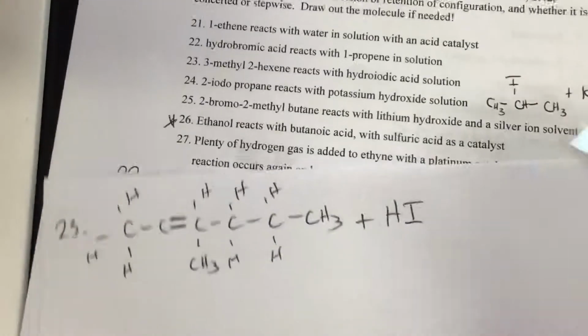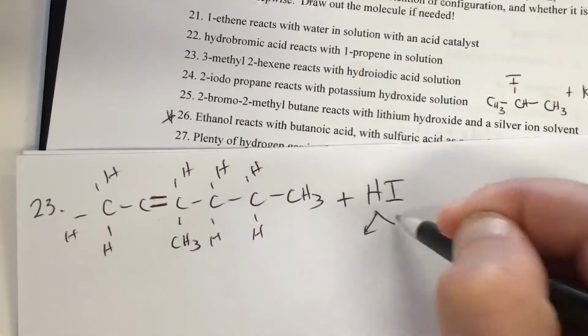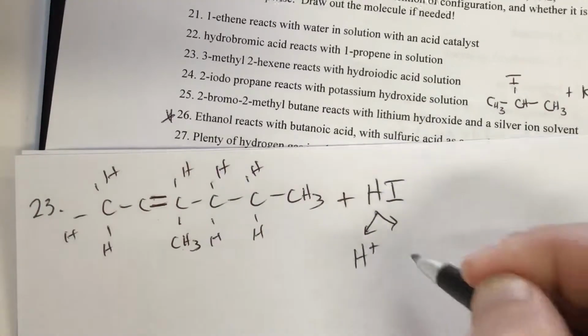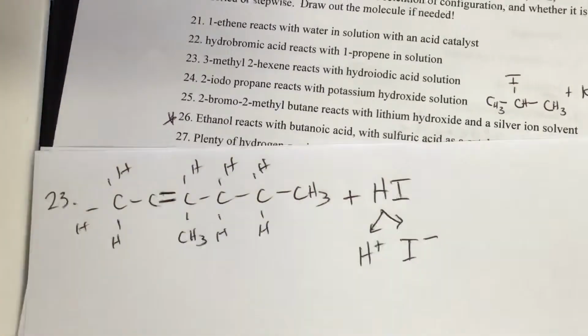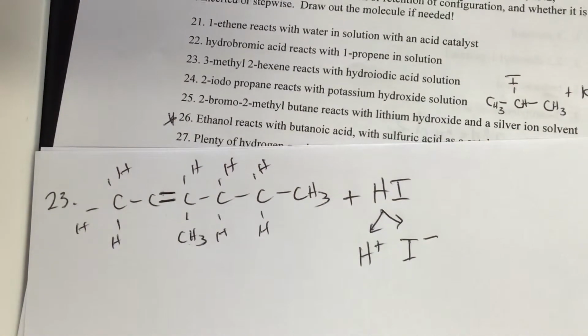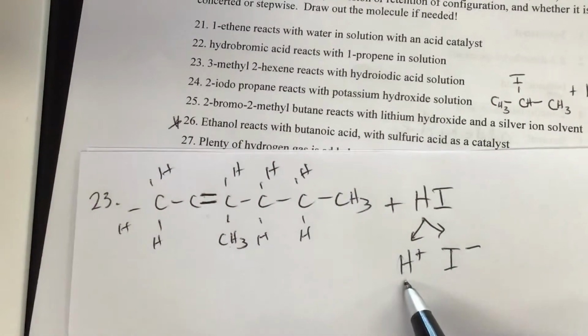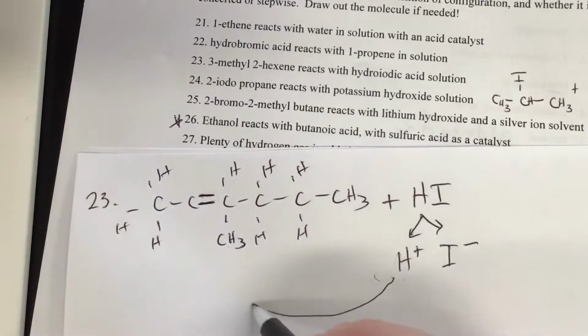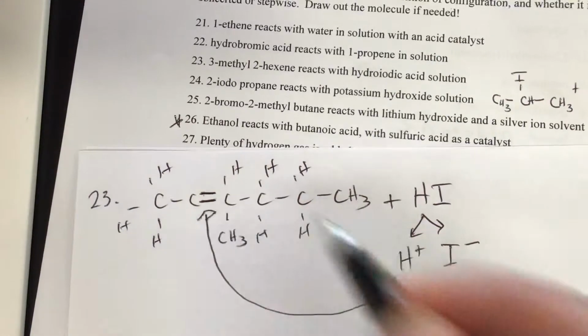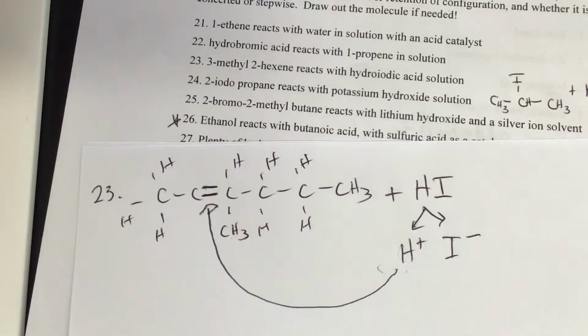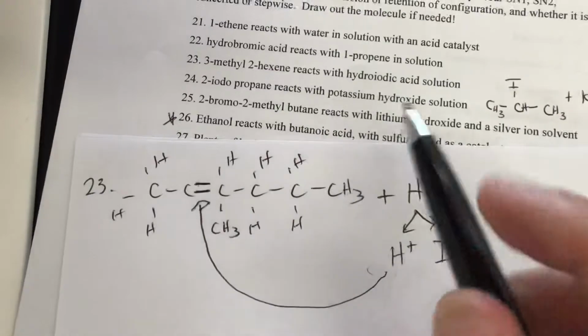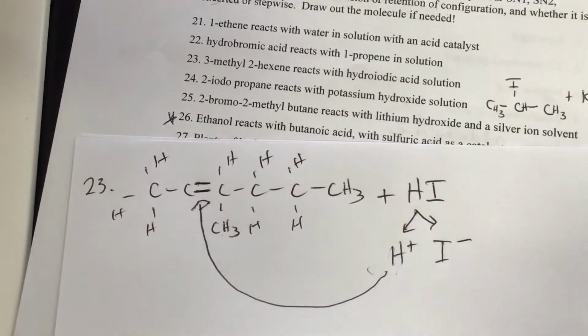Again, what does this mean? In solution, this breaks apart into positive and negative. The first step is that your positive is going to be attracted to a nice source of electrons, which means it's going to be attracted to this part here. It's going to break apart that bond. Now, the question is, where does the hydrogen attach and where does the iodine attach?